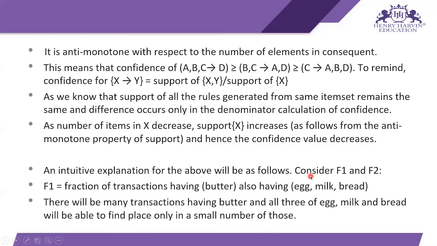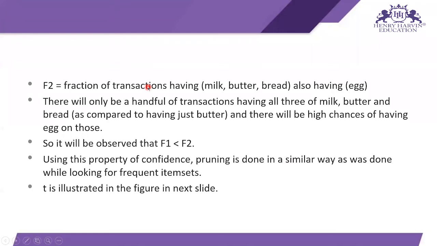Consider F1 and F2. F1 is the fraction of transactions having butter also having egg, milk, bread. There will be many transactions having butter, and all three of egg, milk, and bread will be able to find place only in a small number of those. And F2 is the fraction of transactions having milk, butter, bread also having egg. There will be only a handful of transactions having all three, milk, butter, and bread, as compared to having just butter. And there will be a high chance of having egg in those. So it will be observed that F1 is less than F2.